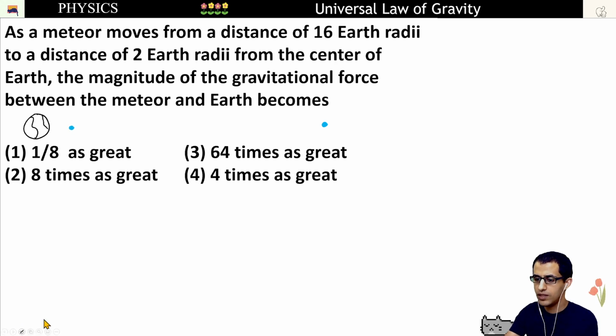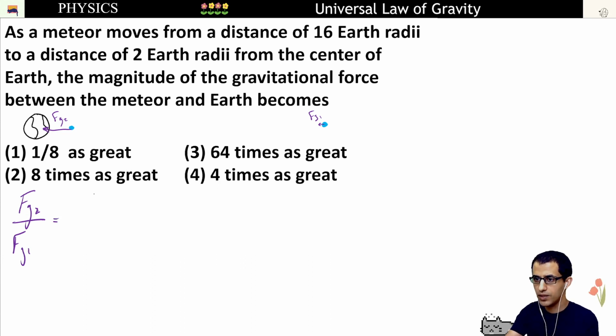When the meteor is really far away, we should expect there to be a very small force of gravity. And when it's close to the Earth, it's going to be a much larger force of gravity. And we want to know by how much this force increases. So I call this Fg1, and I call this Fg2. Essentially, what is the ratio between Fg2 and Fg1? So we want to know what is Fg2 over Fg1.